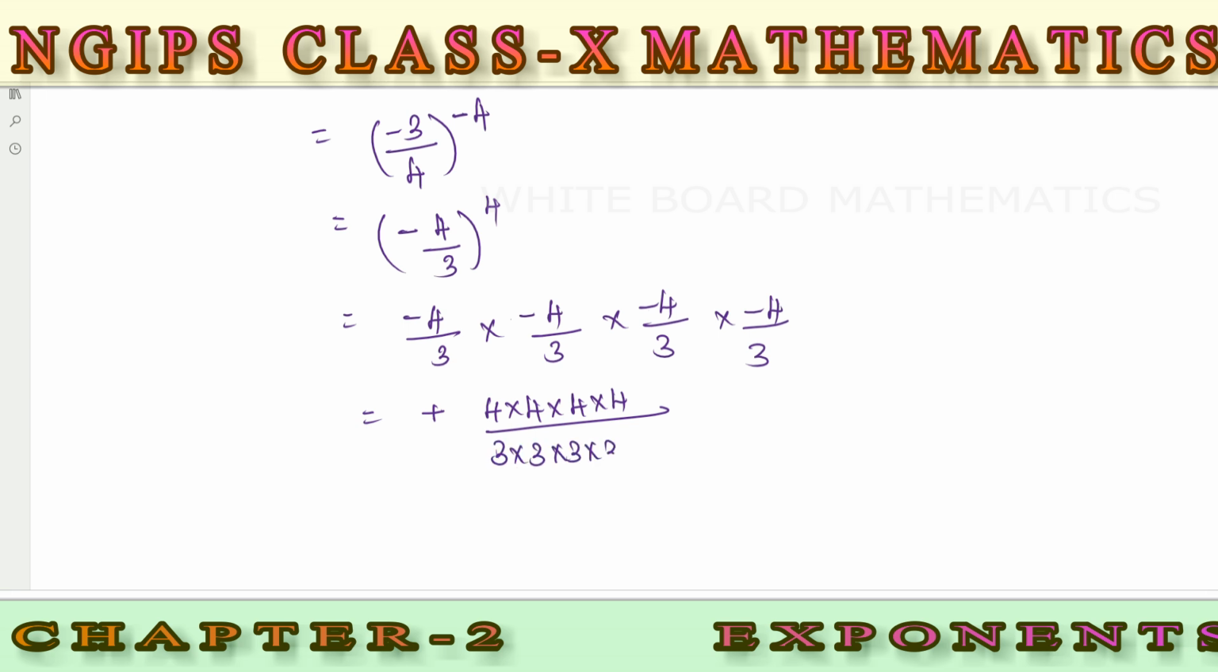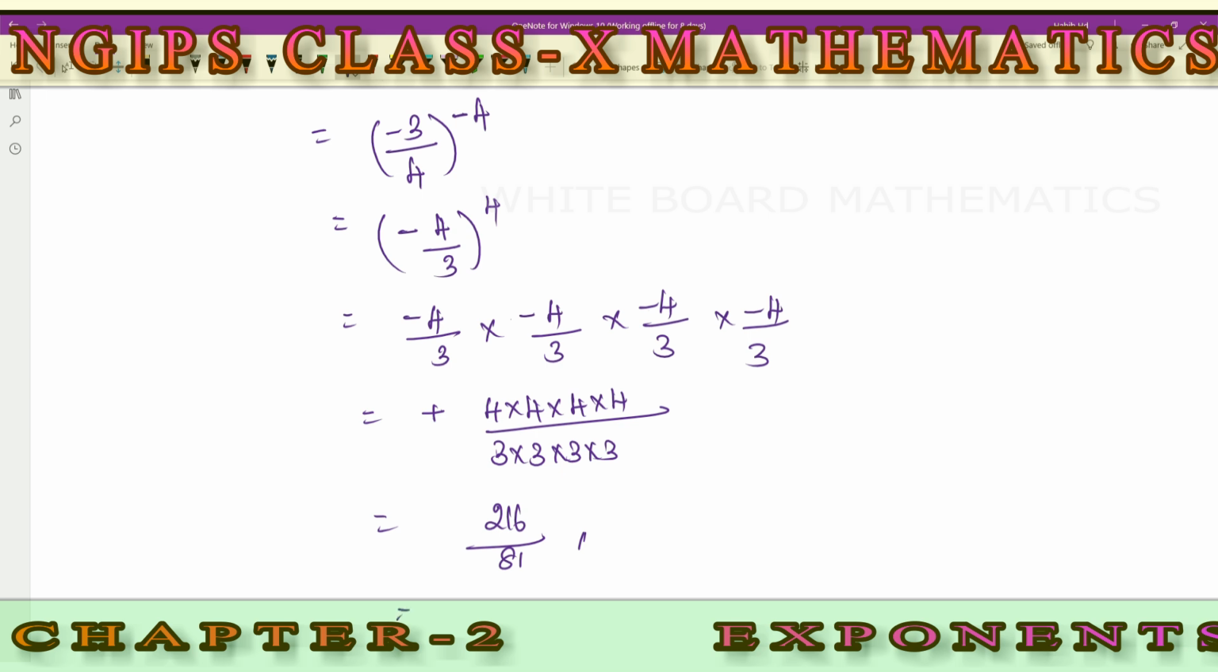Here 4 4s are 16, 4 16s are 64, 64 into 4 is 256, divided by 3 3s are 9, 3 9s are 27, 27 into 3 is 81. So this is the final answer we got here. Even this improper fraction you can convert into a mixed fraction. You will get 3 and 13 by 81. So this is the mixed fraction of this answer for this question.